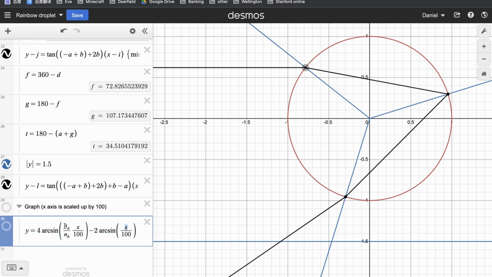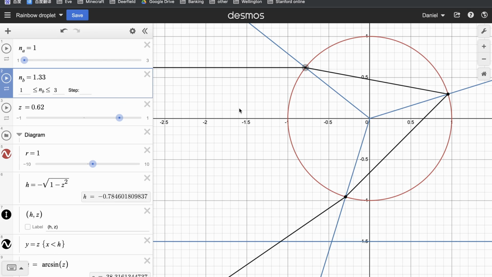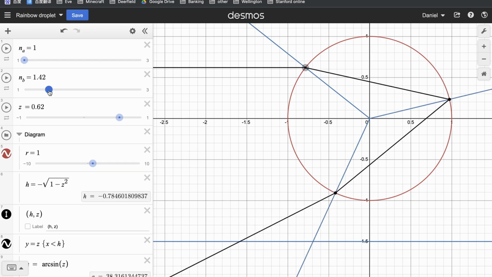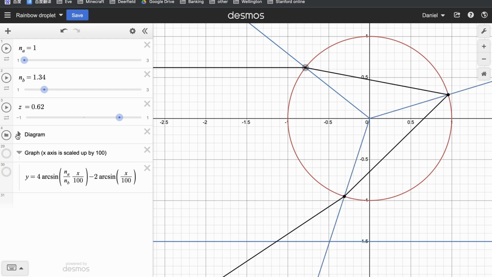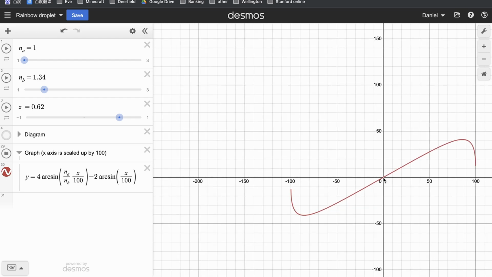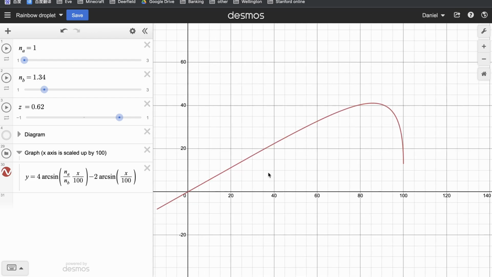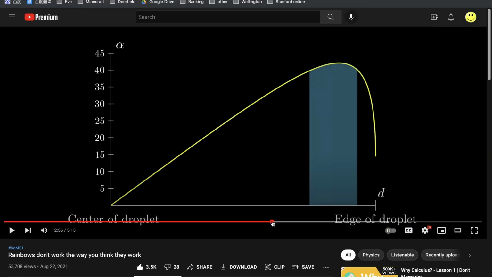You can see that the angle is expressed in terms of the refractive index of the outside and the inside. And I just searched up the refractive index for air, which is basically 1, and the refractive index for water, which is roughly 1.33. These can also be changed, and you can see that the path of the light changes depending on the refractive index. Lastly, I can turn off the entire diagram and show you the shape of this equation. It's scaled up by a factor of 100, so after zooming out and looking at the positive side of this curve, you can see it almost perfectly matches the curve shown in the video.